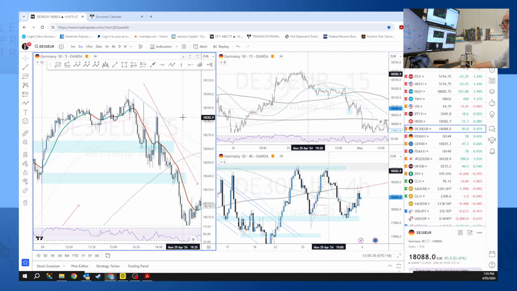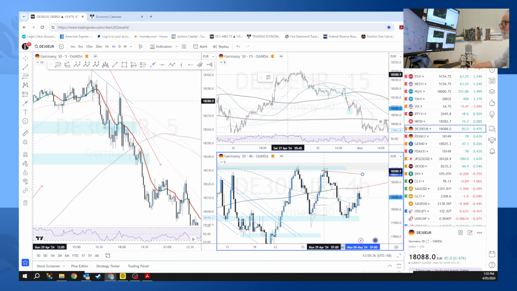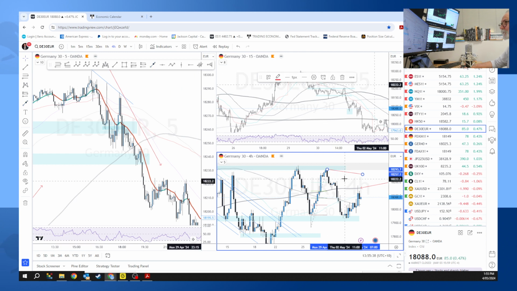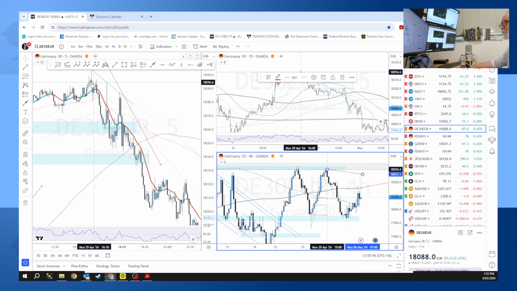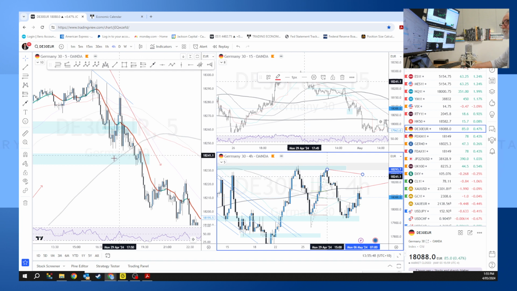But in saying that, that 200 may not be respected because on our ranking side, this is the top on the 4 hour. This over here is the top on that 4 hour. This is the SR that's going along there. So this will take precedence over our 200 on the 5 minute.